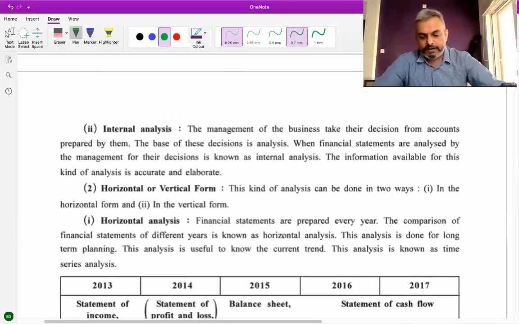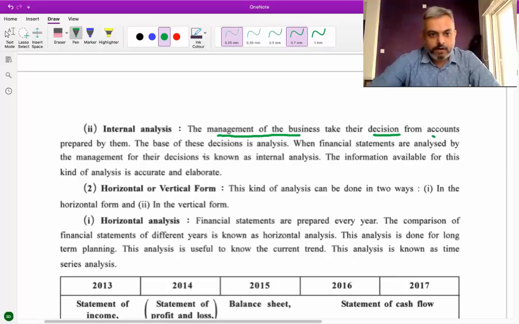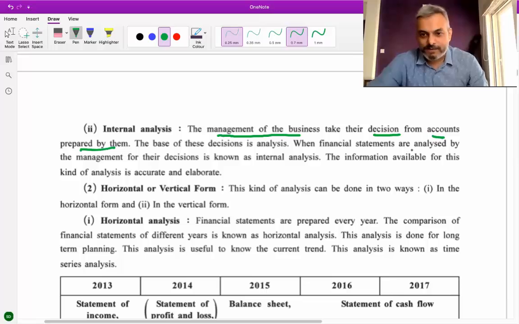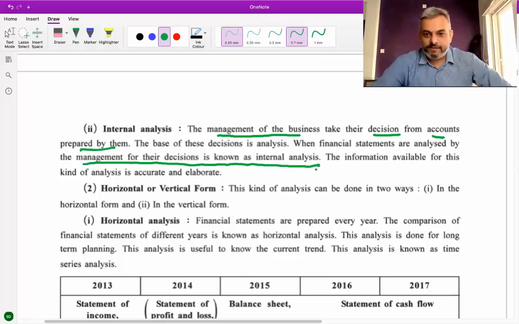Now come to the next page, internal analysis. Who does internal analysis? The management itself, the company itself. The management of the business takes decisions from accounts prepared by them, so they themselves are preparing it. Meaning, I am looking at the balance sheet and financial statements myself and analyzing them. The base of these decisions is analysis. When financial statements are analyzed by the management for their decisions, it is known as internal analysis. The information available for this kind of analysis is accurate and elaborate.